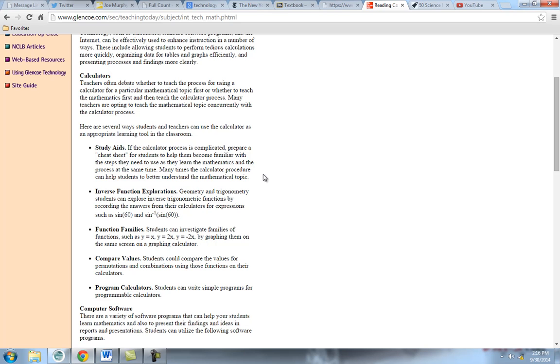Same thing for using Excel. I use Excel quite a bit in my stats class. Well, I give them an idea of how to use it, but I don't want to spend the whole time teaching Excel. It's not a computer applications class, it's a stats class, or it's a math class.